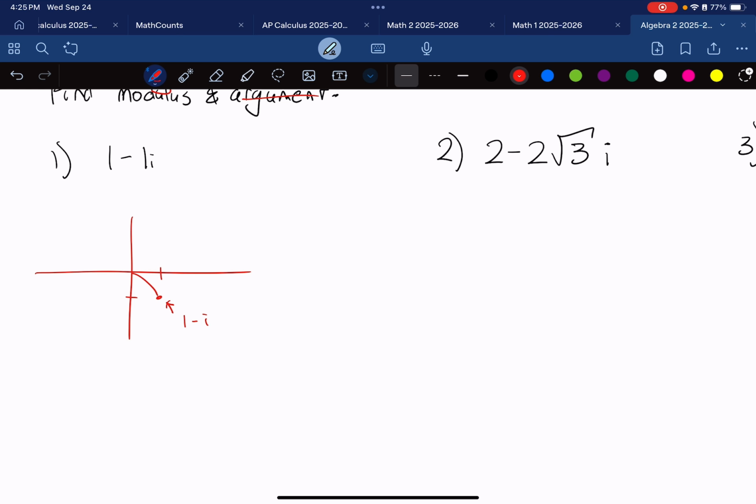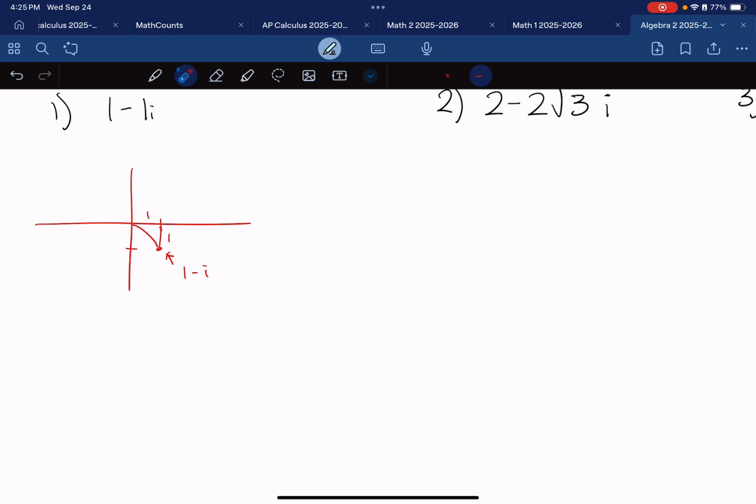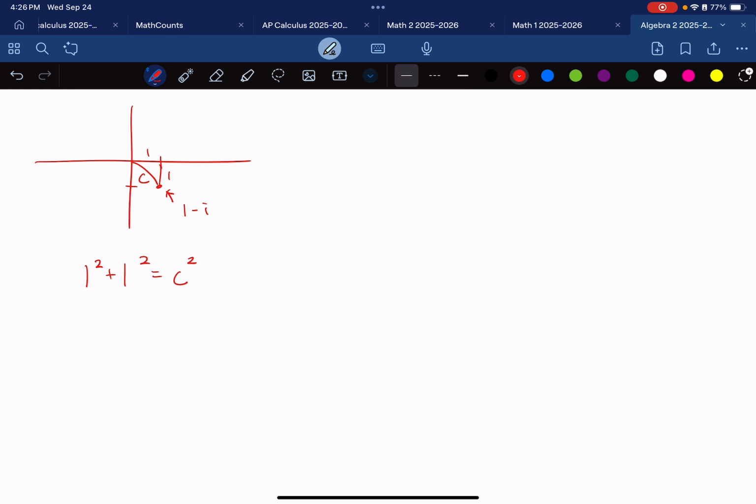Well, it's using the Pythagorean theorem. So I can say that that length is 1, that length is 1. Technically, this length is a minus 1, I guess, but length is always positive, so we're going to say it's just 1. Using the Pythagorean theorem, 1 squared plus 1 squared is equal to this length c, which is the hypotenuse, squared. So 1 plus 1 is equal to c squared. 2 is equal to c squared. To undo this power of 2, we do the inverse, which is the square root of both sides, meaning that c is equal to the square root of 2.